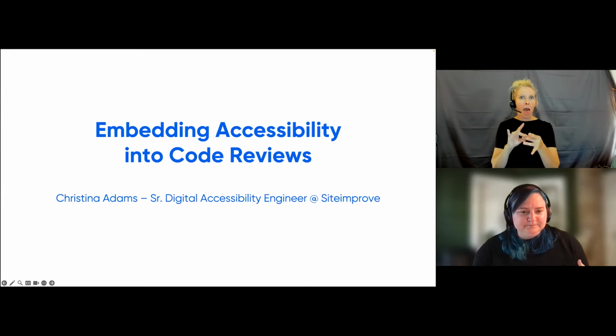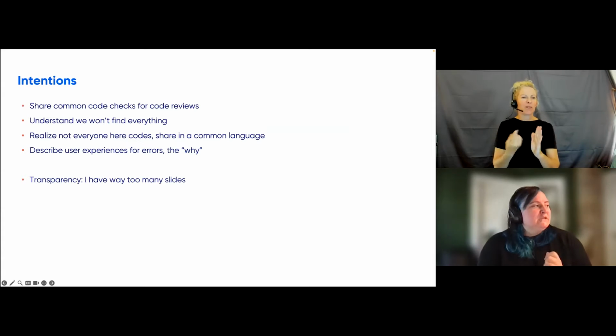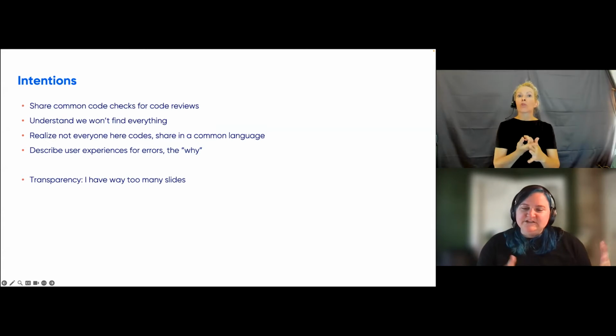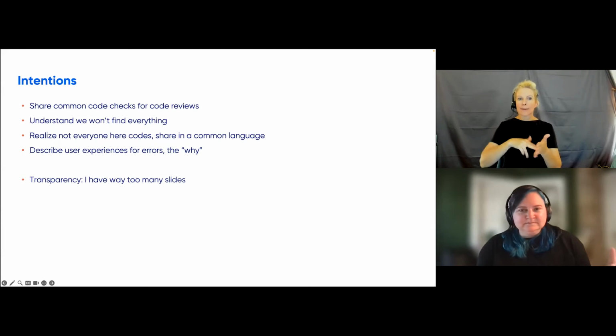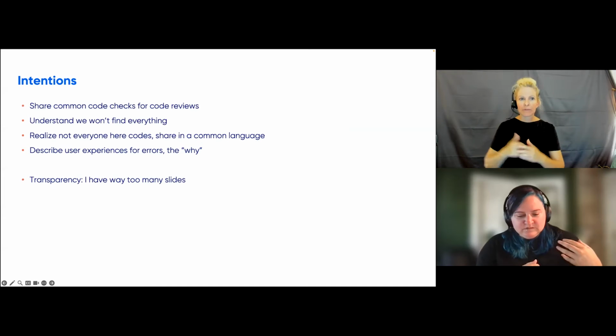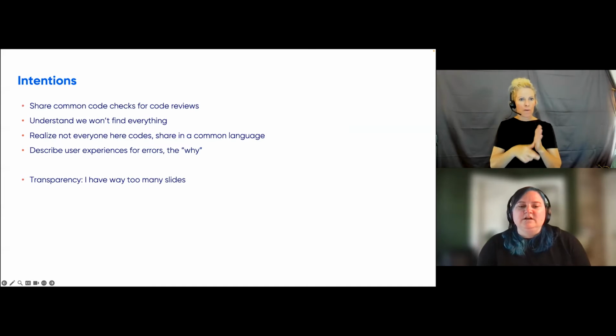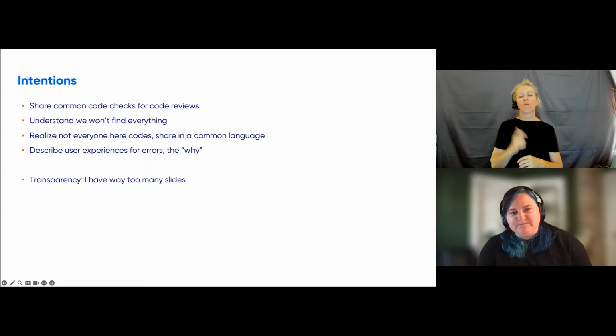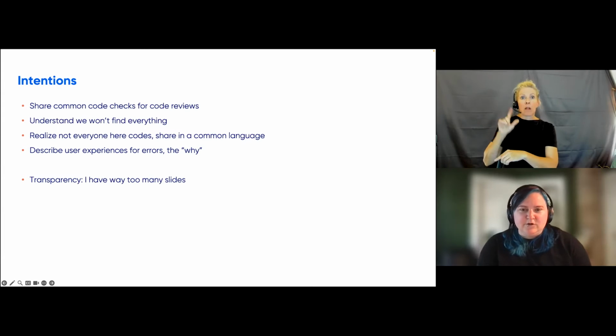I wanted to start, if I can be on the right screen, there we go. I wanted to start with setting some intentions for what we're going to do here today, because code can be intimidating. I understand that. So I want to share common code checks for code reviews. This would be somewhere in the process of your product development cycle before your product or your enhancements get to production. We're trying to catch things early, reducing errors out in your public facing website to lower the negative experiences some of your users may experience if we have accessibility errors in our code.